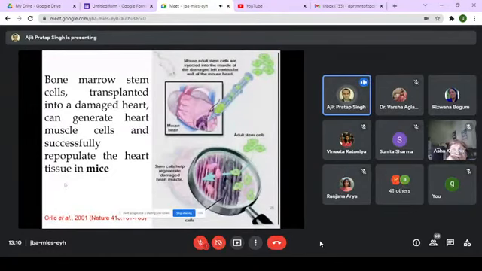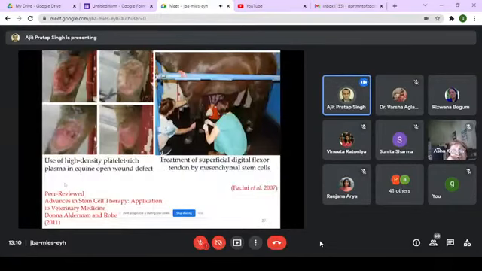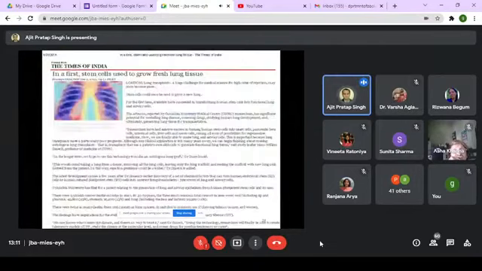Here is one case I am including, which is why I put the slide. In case of horses, there is a problem. Suppose there is a wound, it cannot be easily treated because they have high glucose in their body, and that is why if infection occurs, it is very difficult to treat. Here, high-density platelet-rich plasma was used in an equine open wound to treat it. In a racehorse with an injured superficial digital flexor tendon, it was treated by mesenchymal stem cell therapy, and it won the race. We can also grow lung tissue with the help of stem cells.